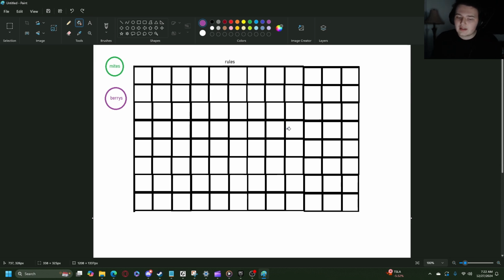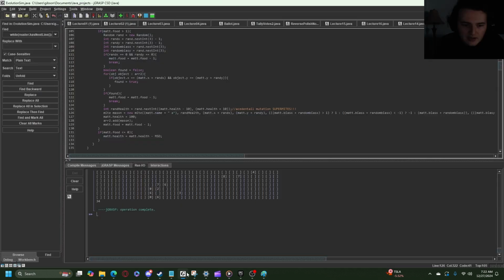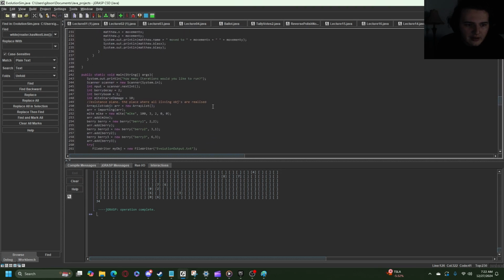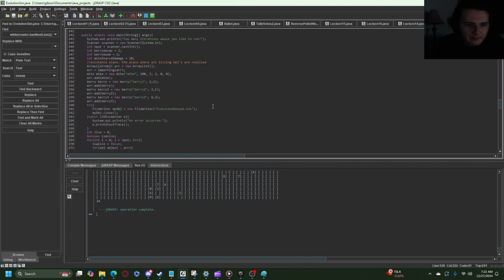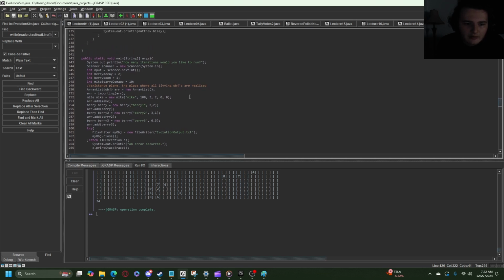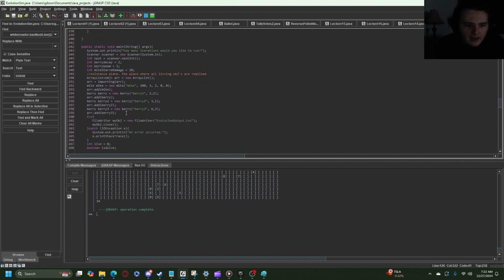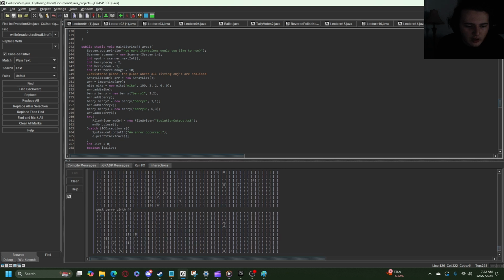There are specific things that I have done for quality of life to this, such as making it so that you can pre-program specific orientations of the mites and berries by putting in a file, and also making it so that in case your terminal runs out of space, like if you're using JGrasp like me, you can have it outputted to a file so that you're able to see it all a lot more clearly. So yeah.